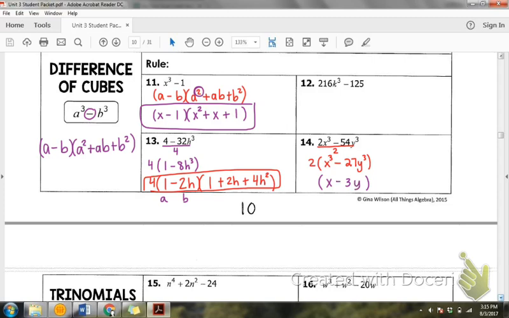Okay, raise your hand if you have the x minus 3y part. All right, what is my a squared term going to be? x squared. Then it's followed by a plus sign. What is my a times b? It says take your a value times your b value. So what is x times 3y? 3xy.